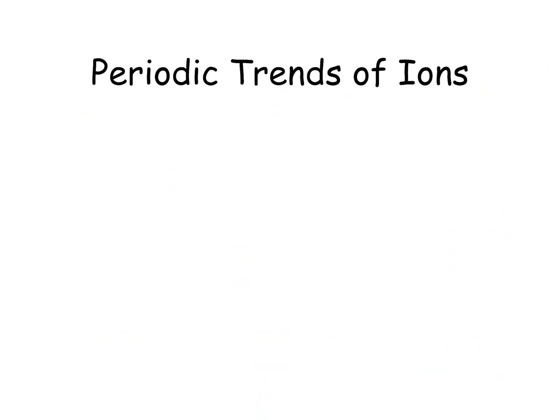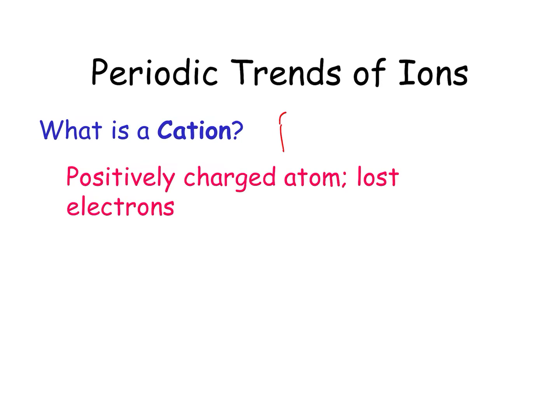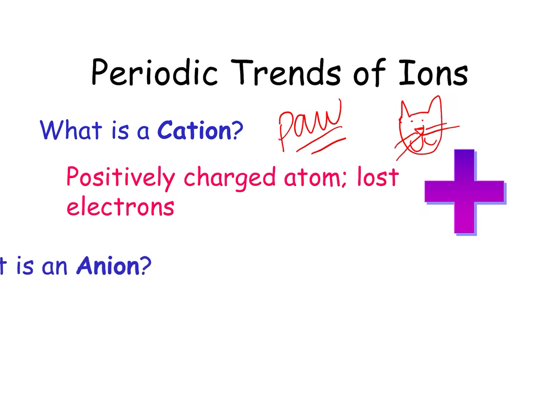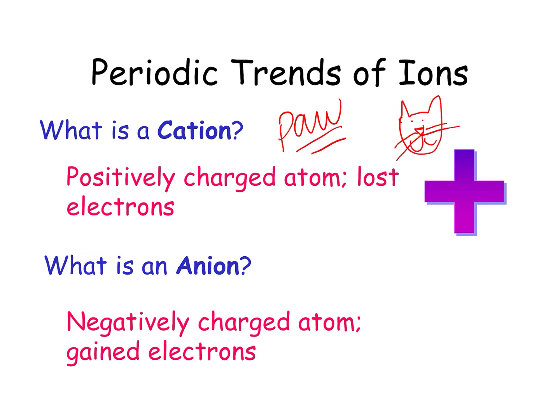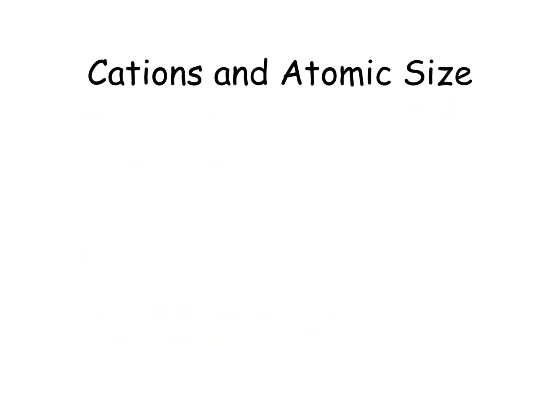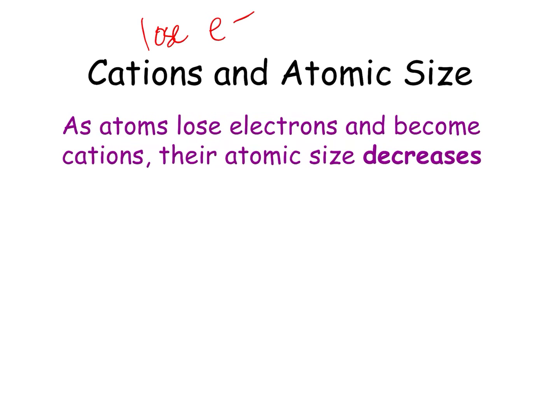So the periodic trends of ions. Again, recap. If you remember, cations are positive. Anions are negatively charged. So if you are a cation and you're losing electrons, when you lose weight, what happens to your size? Your size is smaller, much like happens when you lose electrons.